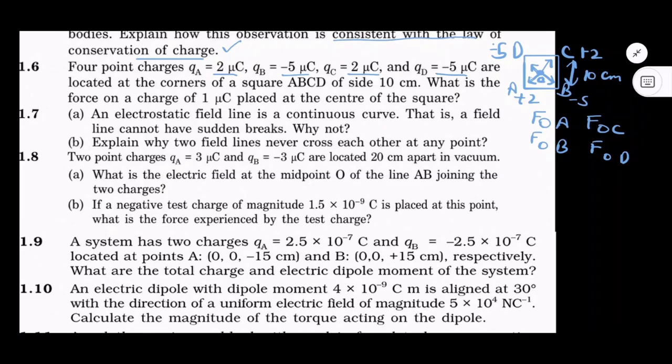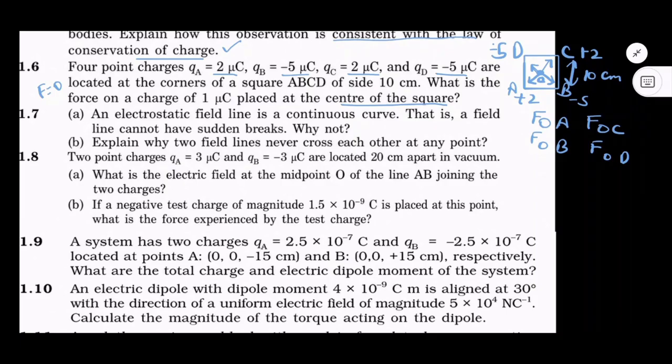So on both sides the amount of charge is the same, and hence the forces will cancel out. The forces will be equal in magnitude and opposite in direction. Hence the net force on this 1 microcoulomb charge placed at the center of the square will be 0. If you want to calculate for each, you can try it. You will get the same answer.